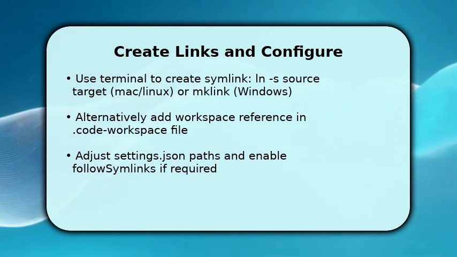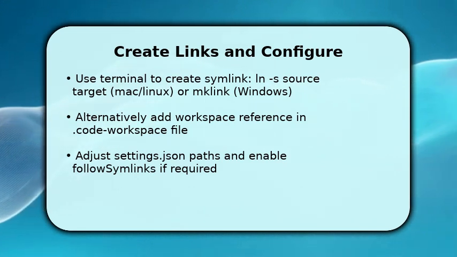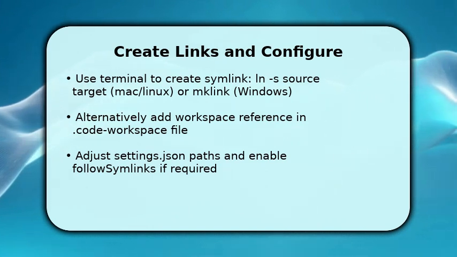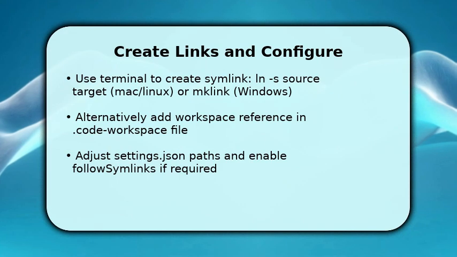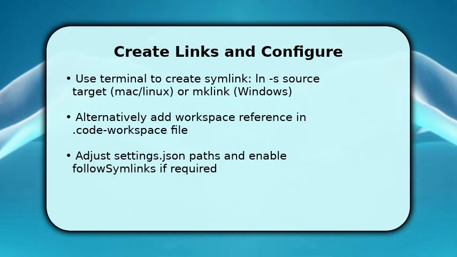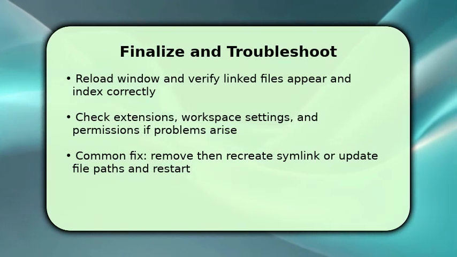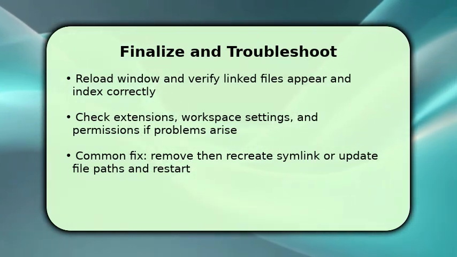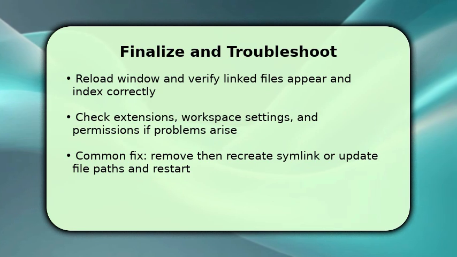Alternatively, edit your code-workspace file to add folders with relative paths. This creates workspace-level references. Make sure settings JSON points to the correct relative paths, and enable follow symlinks to avoid permission issues, or finish by reloading VS Code and validating that the linked files open, search, and debug as expected.